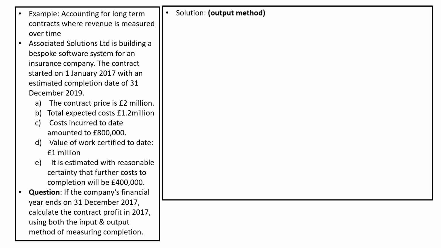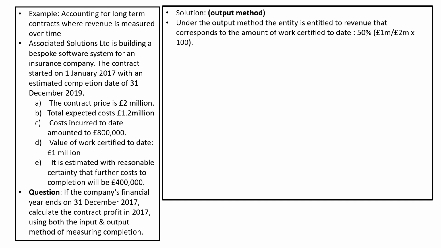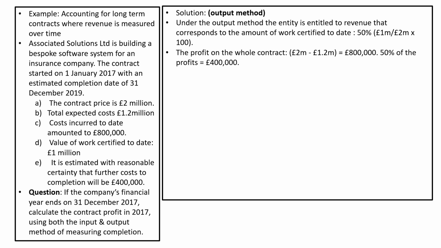Now we're going to look at the same example, but we're going to use the output method of accounting for calculating profit. So under the output method, the entity is entitled to revenue that corresponds to the amount of work certified to date. So it's 50%, and we work that out by dividing the work certified to date, which is 1 million, by the total contract price 2 million to give us the percentage figure of 50%.